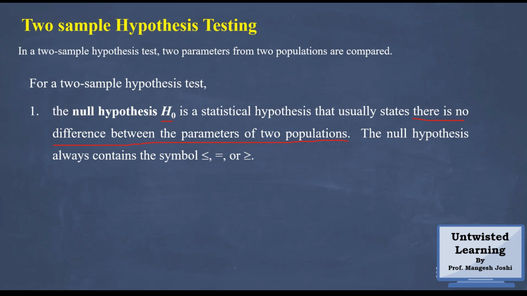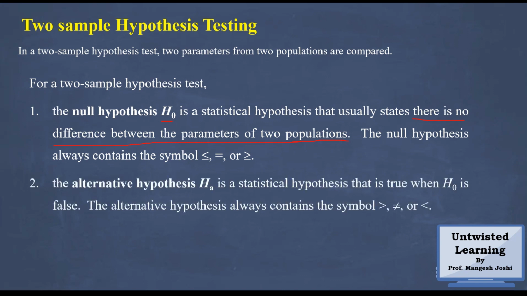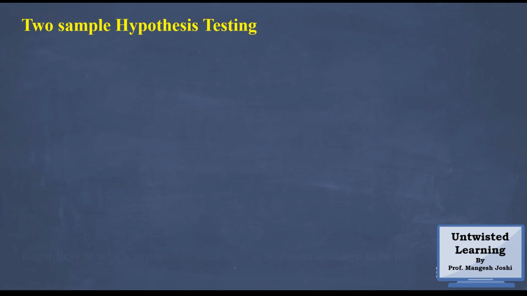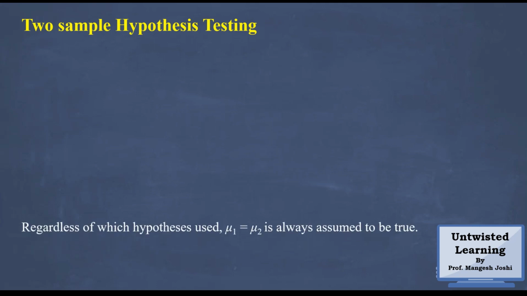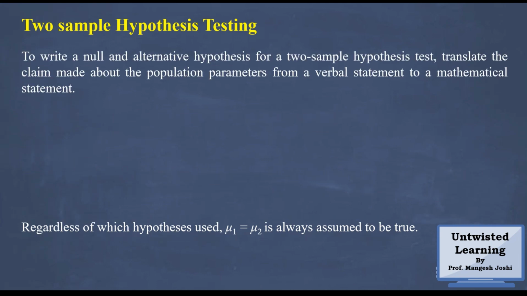The null hypothesis always contains the symbol less than or equal to, or greater than or equal to. The alternate hypothesis HA is a statistical hypothesis that is true when H0 is false. The alternate hypothesis always contains the symbol greater than, not equal to, or less than. So regardless of which hypothesis is used, mu1 equals mu2 is always assumed to be true, that there is no significant difference in the population parameters.